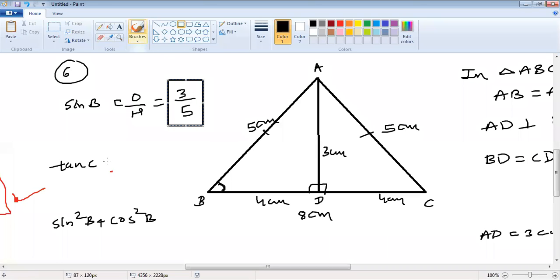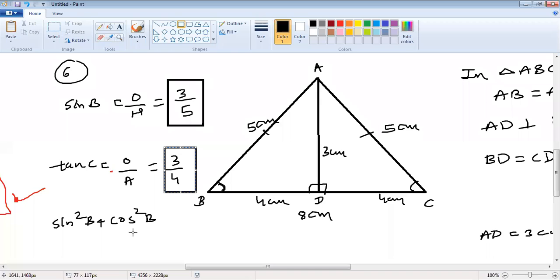Let's take the next question. What is tan C? For tan C we will choose this triangle, triangle ADC. In triangle ADC, what is the tan ratio? That is opposite upon adjacent with respect to C. Opposite is 3, adjacent is 4. So this will become 3 by 4. I hope you understood this. It's very easy, students. Believe me.